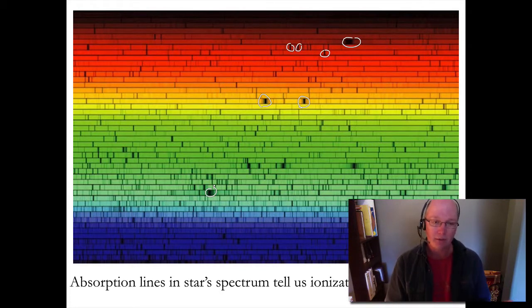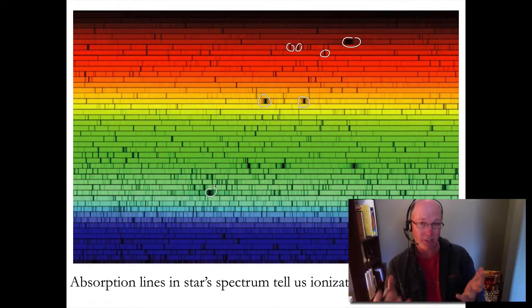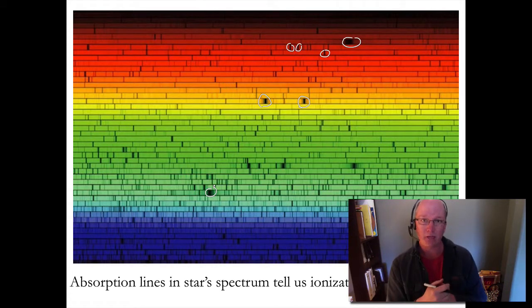So these absorption lines are something that at the same time people were seeing them in stars, people were looking at ionized gases in the laboratory and defining emission lines from those gases that corresponded to the same wavelengths that we see in the solar spectrum.